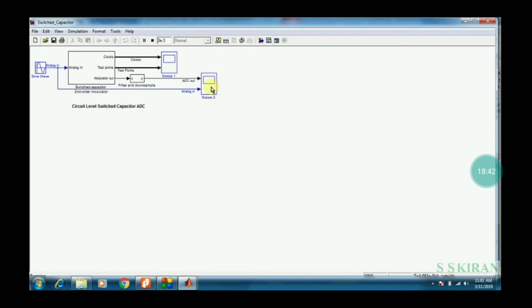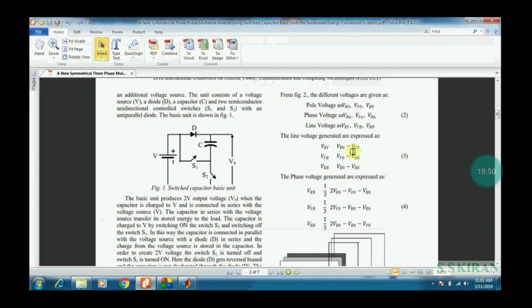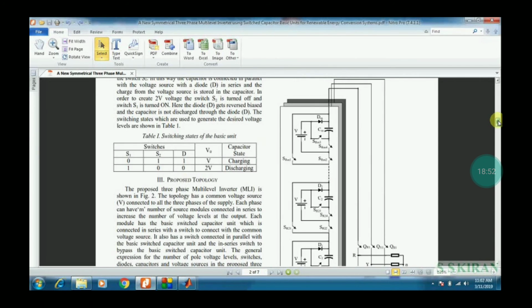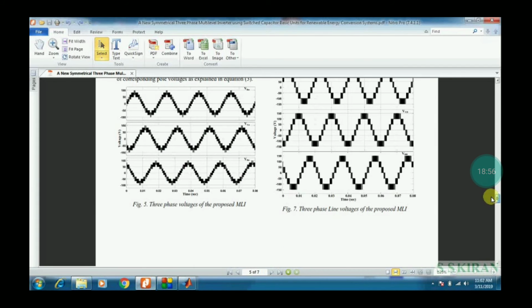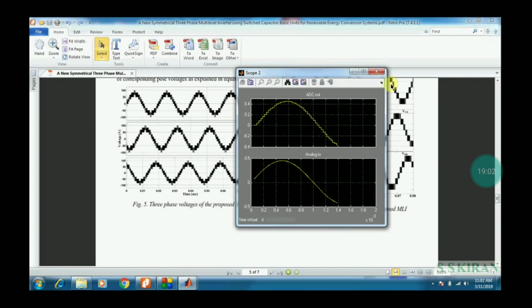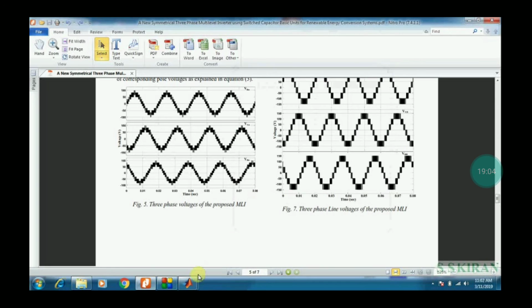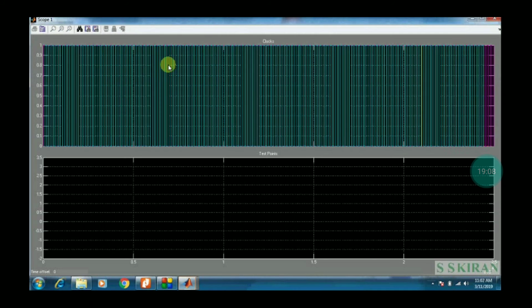Yes, click on scope 2, right? See here, there is a digital output, ADC, and this is the analog input. I think I observed this somewhere in the base paper, that's why I designed this one, and that is analog, right? Fine. That's the output. Step by step it increases.